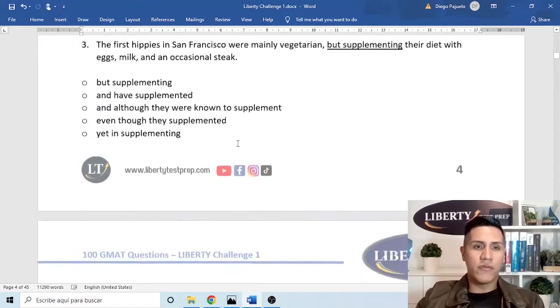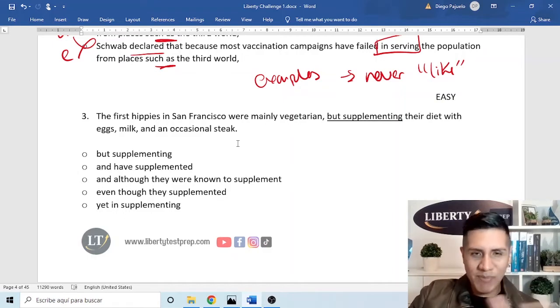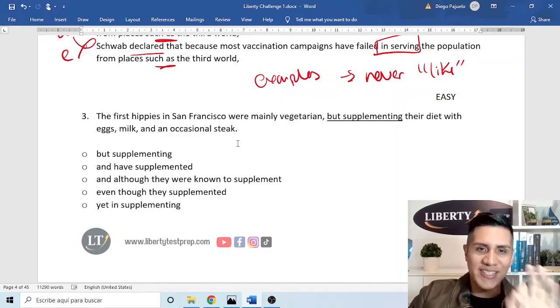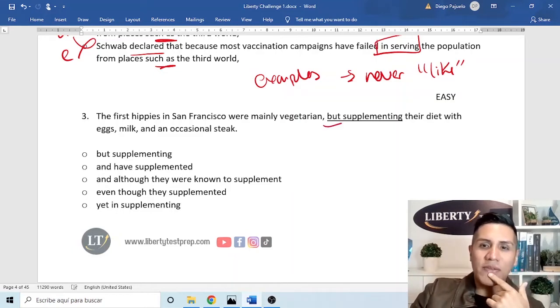Now we go to the third one. Now we come to a third one here. This one's a little fun, right? Because the hippies were vegetarian, but somehow they also ate a fatty, greasy steak. Okay, that's kind of weird, okay? But all right, you have a but here.